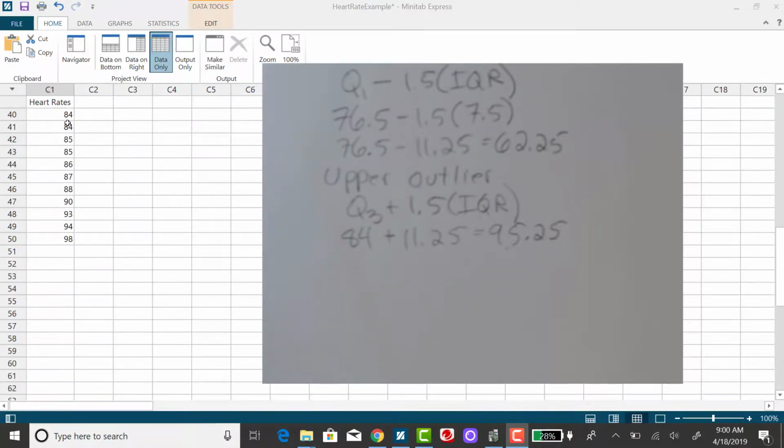And then scrolling down to the bottom of my data set, any values above 95.25 would be considered an outlier on the upper end using this method. So I do have one data point that is an outlier, and that would be this 98 for a heart rate.